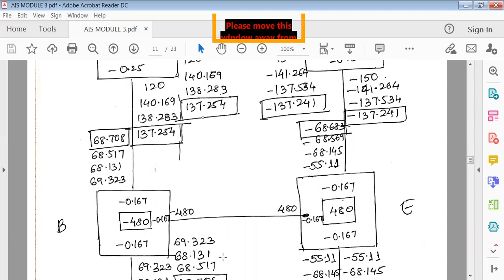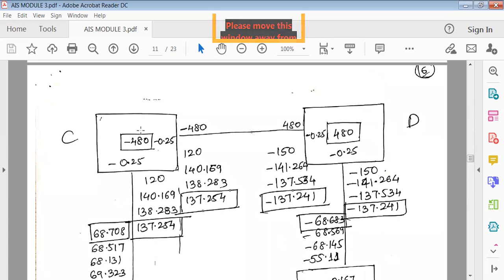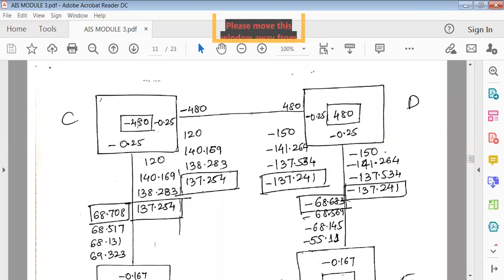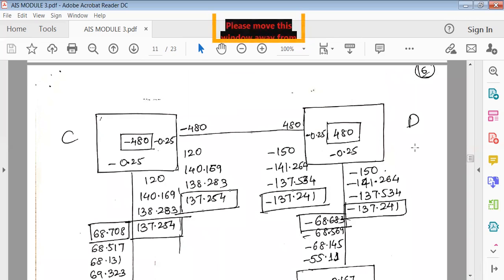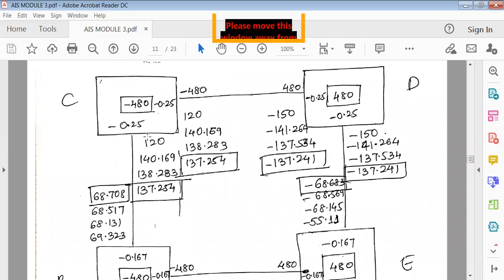Now let us start with the second set. Again we'll start with the same joint C. But this time, when you're starting joint C, you have already calculated the moments in the first cycle, so those are the moments you have to consider here. This is very important. In the second cycle, C connects D also, and it connects B also, isn't it? So it is C, that is minus 480 in this portion. Then it connects D, so from D you have to consider the moment, which is minus 150, right?